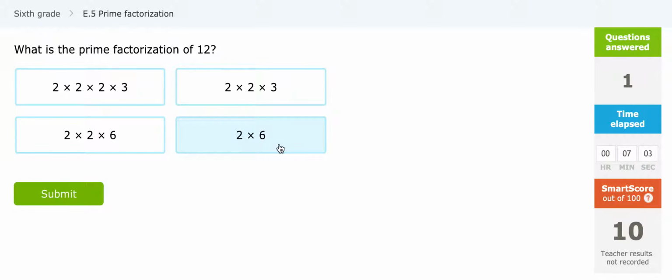This is an interesting case right here. It says 2 times 6, and 2 times 6 does equal 12. However, when we look at it, the 6 right here is not prime because 6 is divisible by 1, 2, 3, and 6. So basically, we're saying, look, this is a factorization of 12, but it's not the prime factorization of 12. So what we see here is this one right here, 2 times 2 times 3.